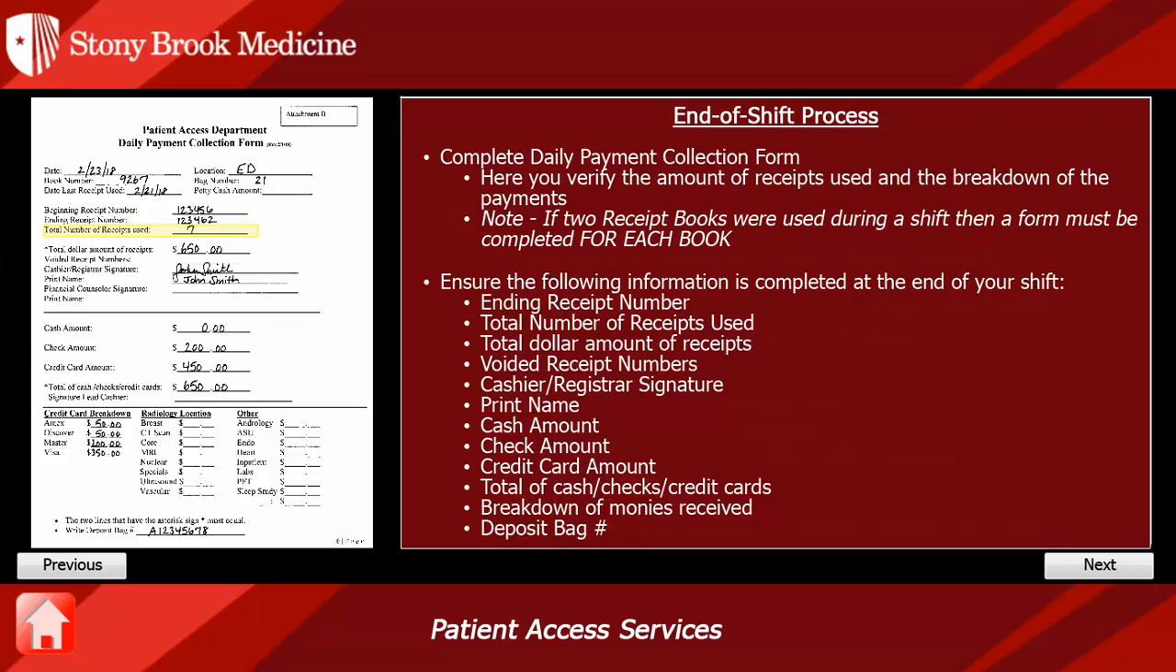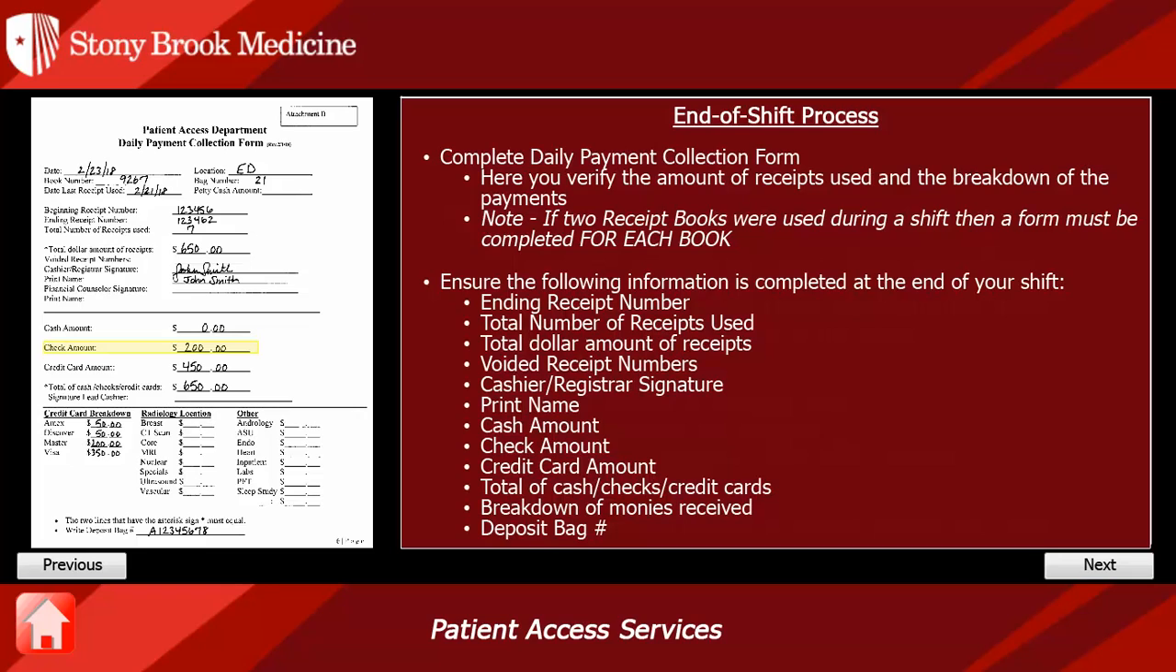Total number of receipts used. Total dollar amount of receipts. Add up the total amount received from each receipt. Voided receipt number. Enter any receipts that were voided here. Cashier or registrar signature. Print the name. Cash amount. Enter the total amount of cash received if applicable.